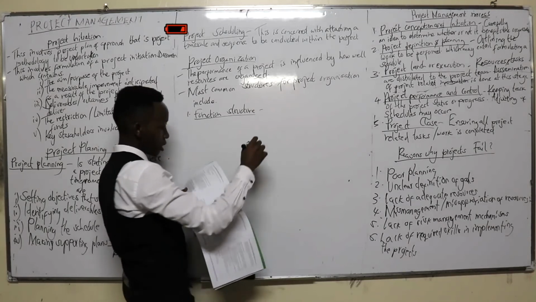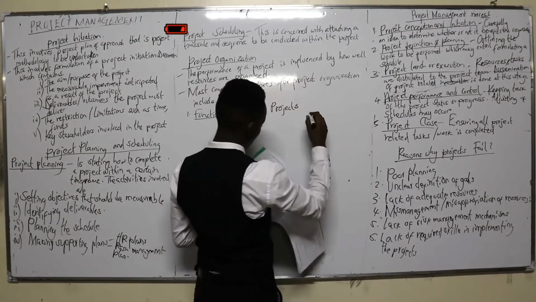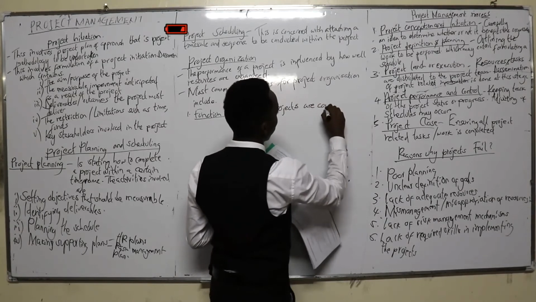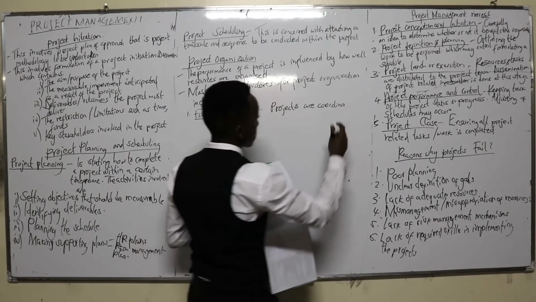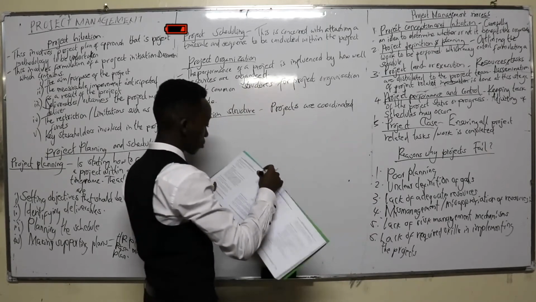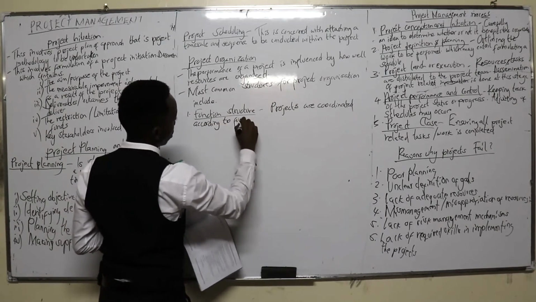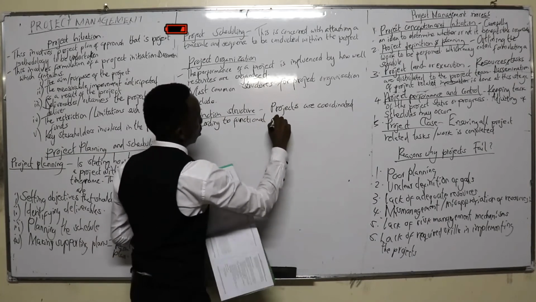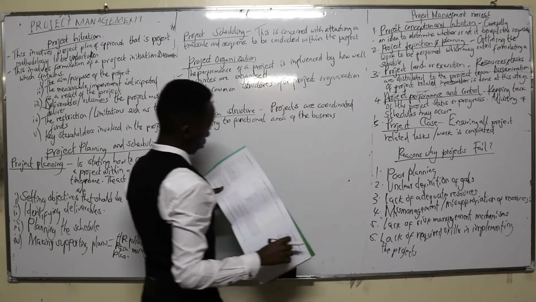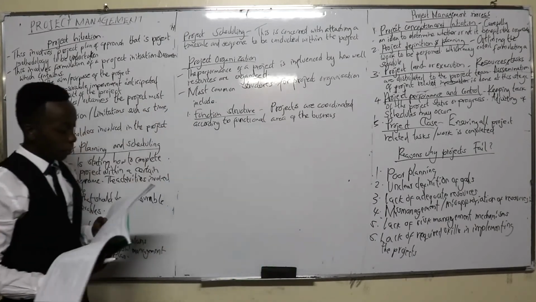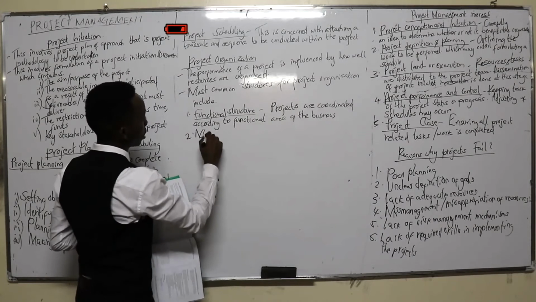So you can say projects are coordinated according to the functional areas of the business. So that is functional structure. And then also you can have matrix structure.